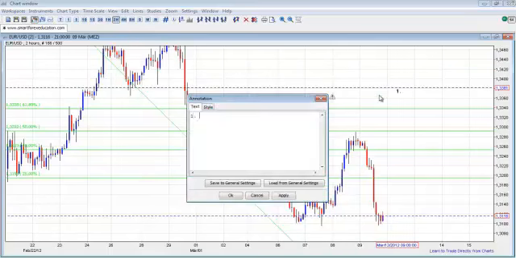So number one, I went short on this trade at 13220, and I had a stop. I'm going to show you where my stop was located. I had a stop at 13293, and then I had two targets.